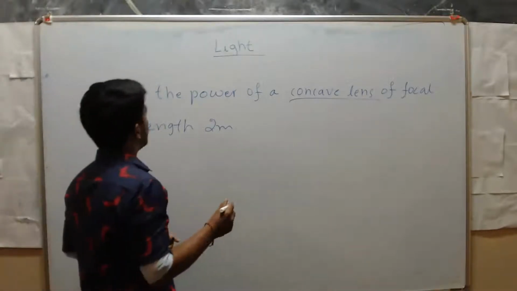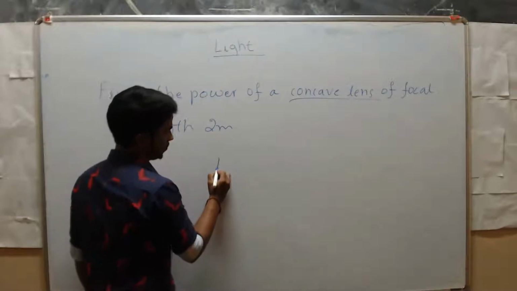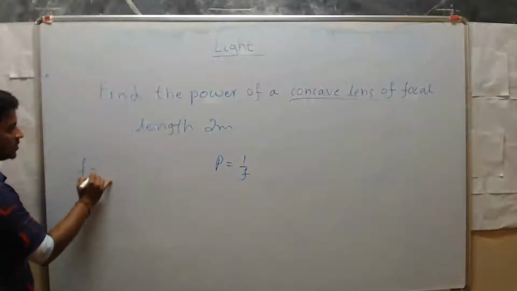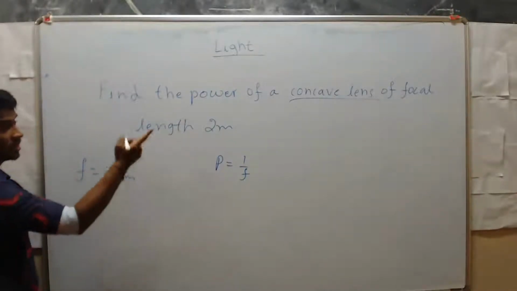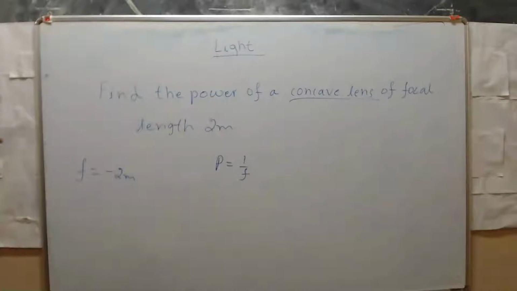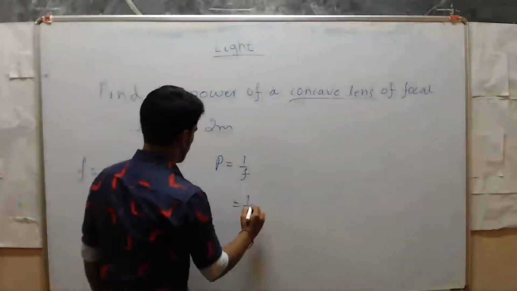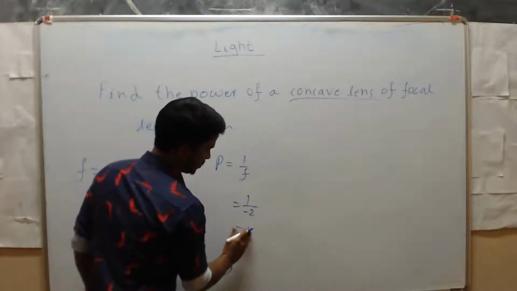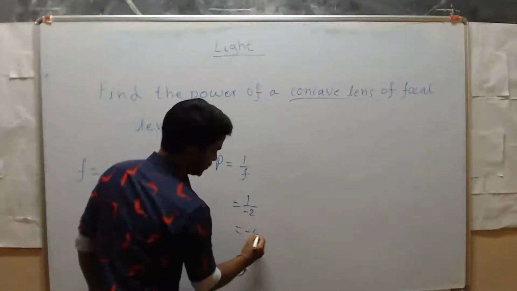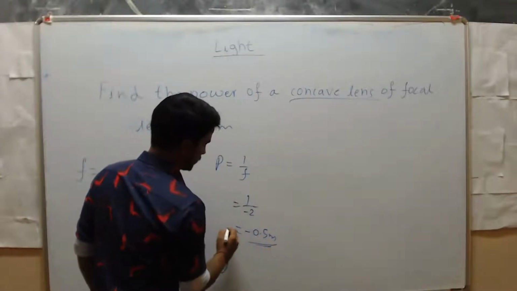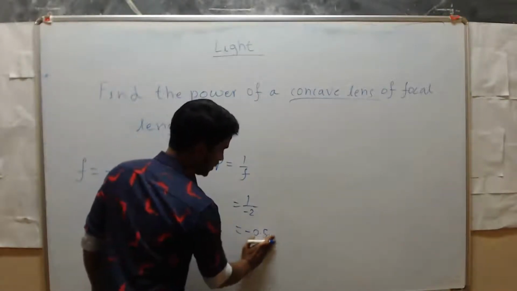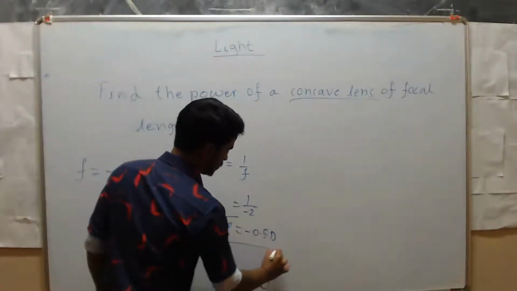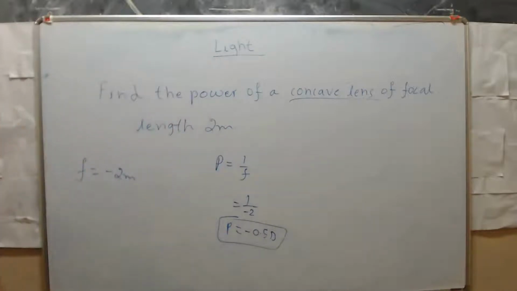Find the power of a concave lens of focal length 2 meter. We know the formula, that is P equal to 1 by f. So what is the focal length here? The focal length is minus 2 meter because it is a concave lens. Now substitute here: 1 by f, here f is minus 2. So that is minus, half means minus 0.5. So P is equal to minus 0.5 diopter.